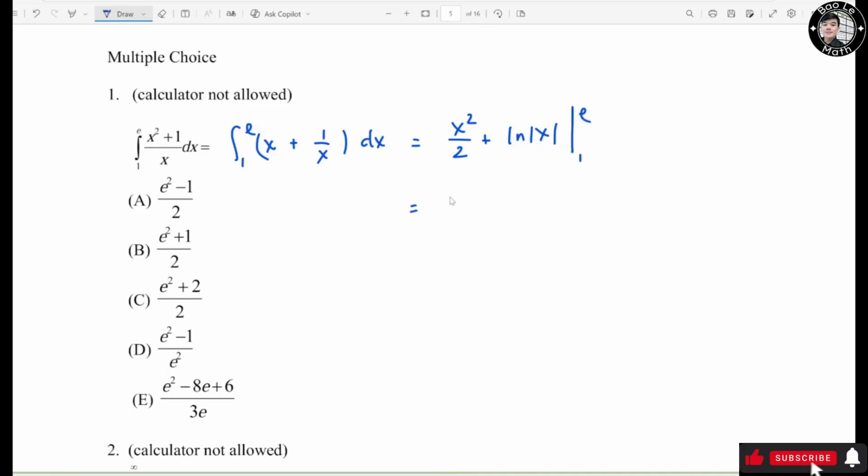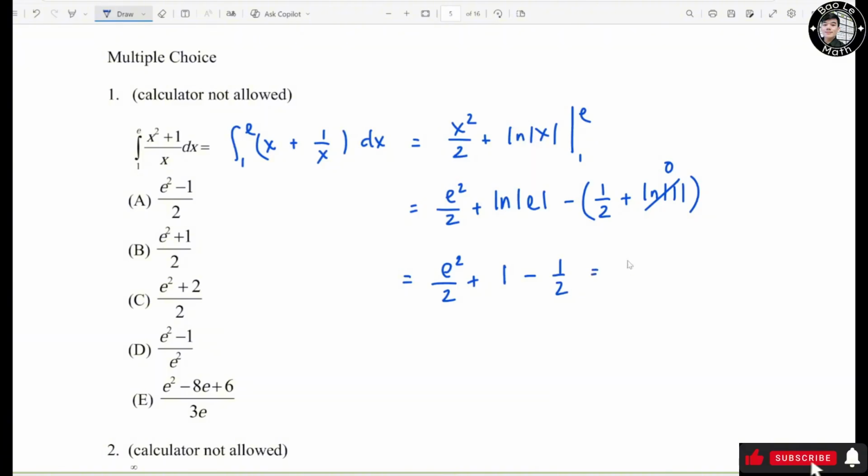So it could be e squared over 2 plus ln absolute value of e, subtract 1 over 2 plus ln of absolute value of 1, right? So it's going to be e squared over 2 plus 1, right? Minus 1 half. This guy equals 0, right? So it's going to be e squared plus 1 over 2, right? So the answer must be B.